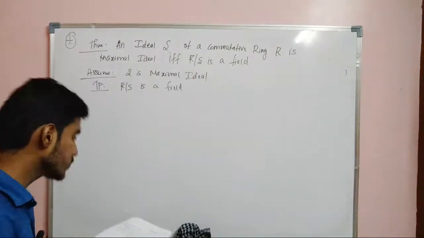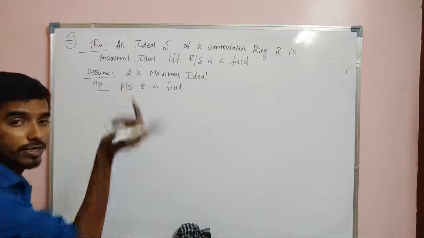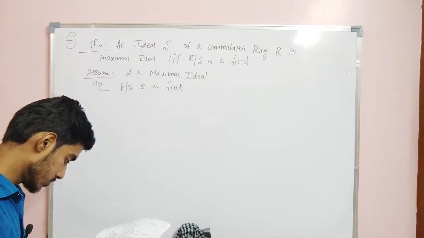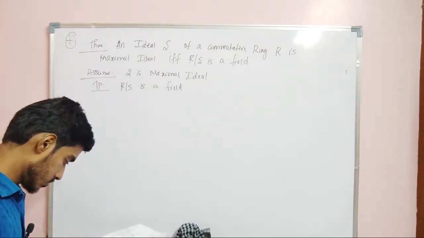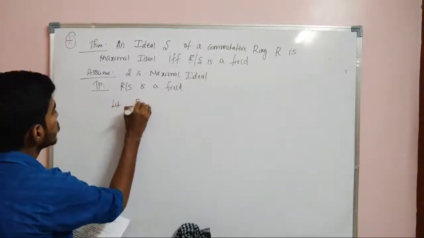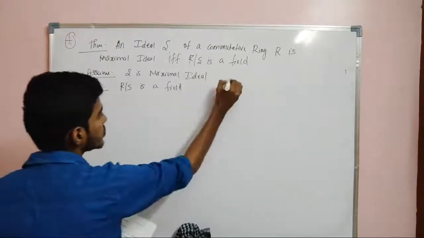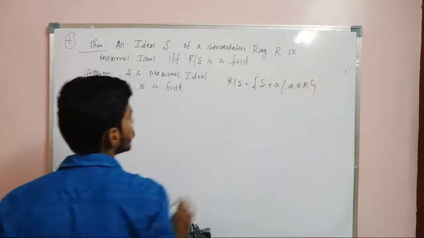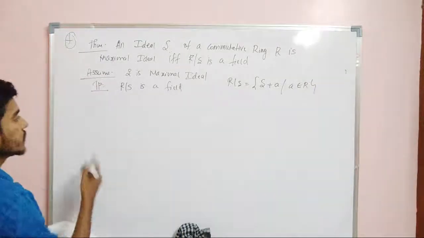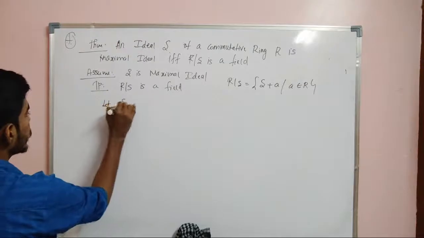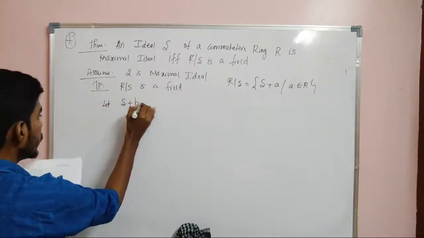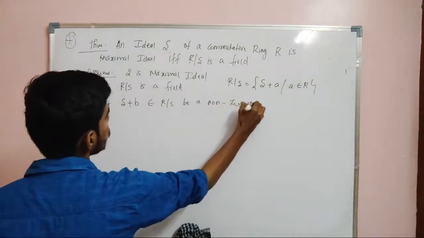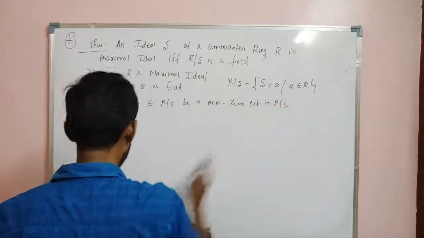We will prove R by S is a field, that is, you just take a non-zero element in R by S and then you show that it has a multiplicative inverse. Now let us take an element. So we know R by S is the set of all those elements S plus A, where A belongs to R. This is the structure for R by S, which we defined early in the class. So let us take an element S plus B to be a non-zero element in R by S.